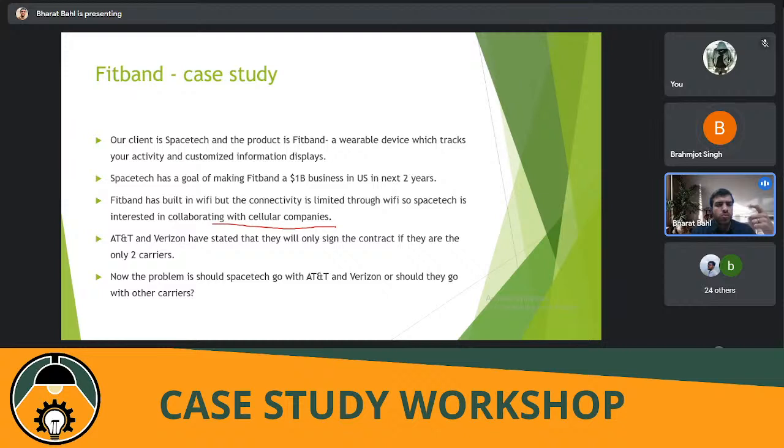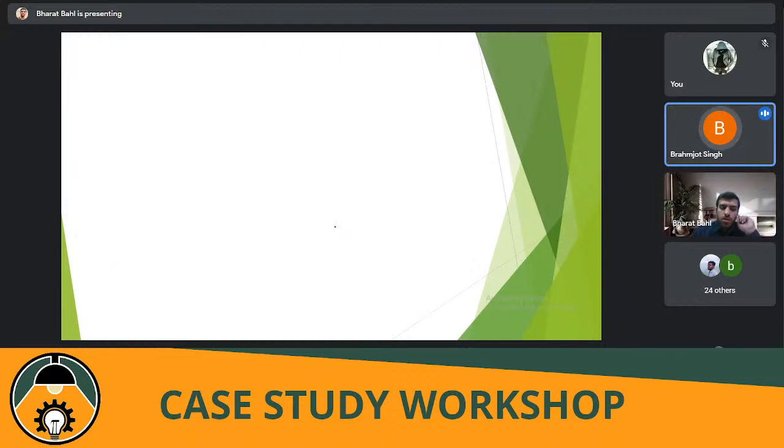So there is a difference of $100 if we sell through Jio or Airtel or whichever brands you told. Is there a reason for that? Yeah, AT&T and Verizon are helping us with the manufacturing cost.